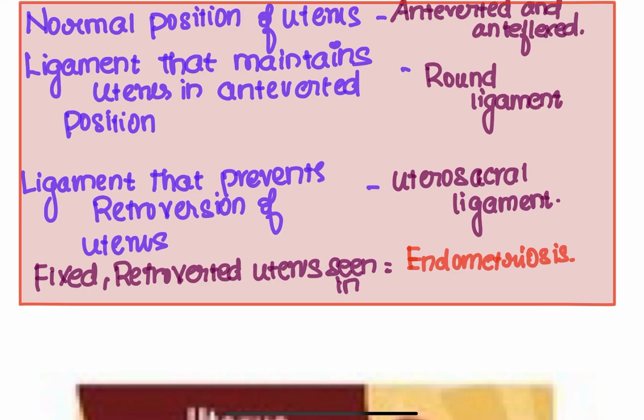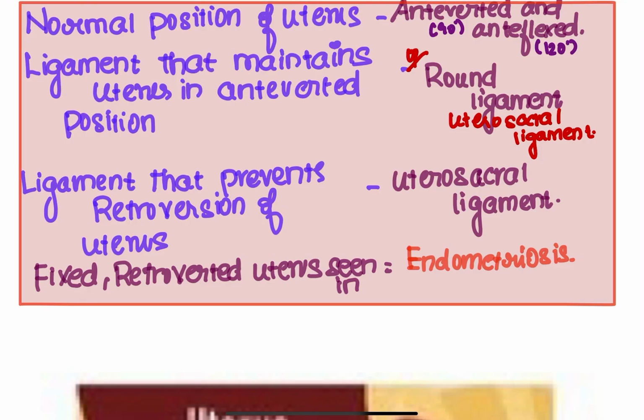So now we have some important points here. The normal position of uterus is anteverted and anteflexed, which is 90 degrees and 120 degrees. Clear? Yes. The ligament that maintains the uterus in anteverted position, we discussed just now, is the round ligament followed by the uterosacral ligament. When we discuss the ligaments, we'll be discussing all of these. But now just remember that the ligament which holds the uterus in anteverted position is the round ligament and the uterosacral ligament. But mainly it is the round ligament.